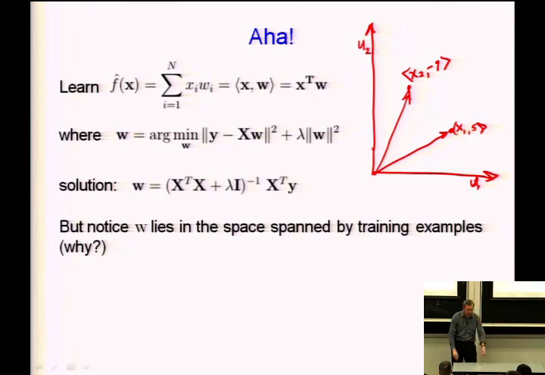Because even though both of these vectors have the same sum of squared errors, the shorter one that lives in the plane will have a smaller penalty.